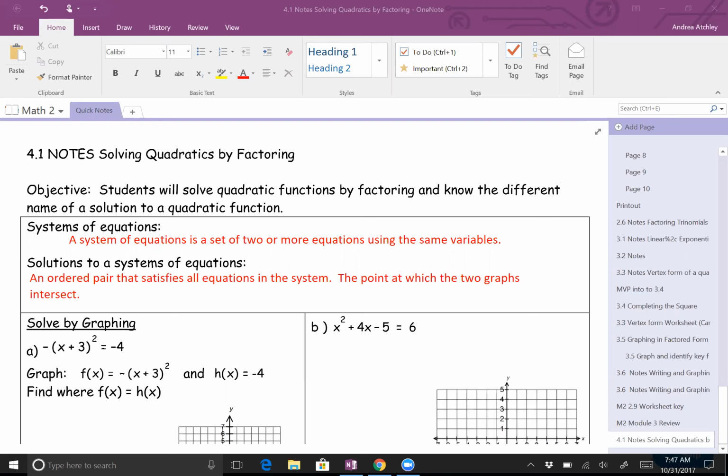So students will solve a quadratic function by factoring and know the different names of the solutions to a quadratic function. So the first thing we need to deal with is systems of equations. Okay, a system of equations is a set of two or more equations using the same variable. Write it down, please.